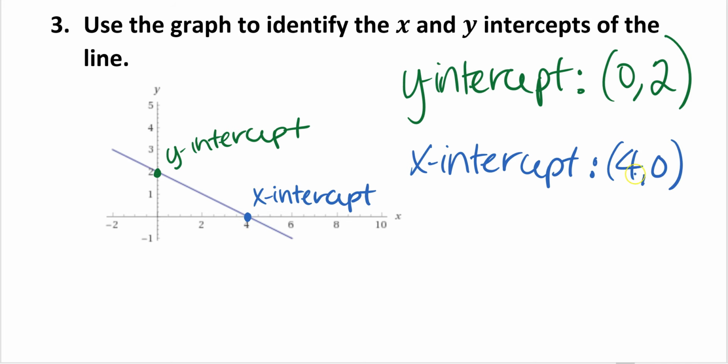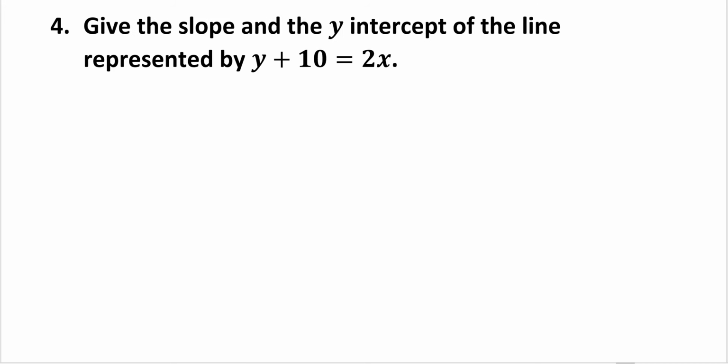So the x-coordinate is 4 and the y-coordinate is 0. Number 4, give the slope and the y-intercept of the line represented by y plus 10 equals 2x.